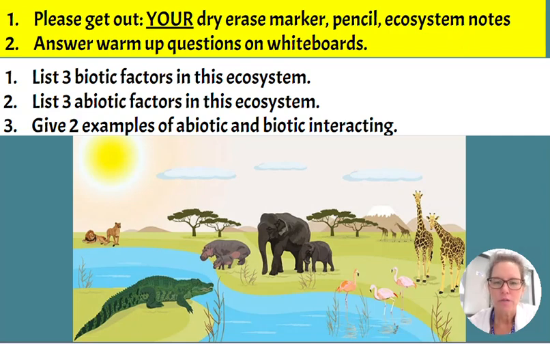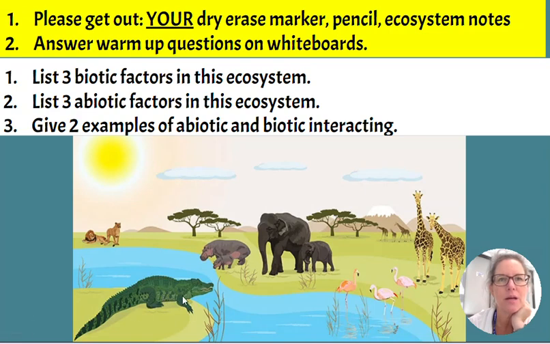So first, I want to try to remember some things from last class. If we're looking at this picture and we want to think about 3 biotic factors, we have to remember that biotic means living or once living. You should think about this first, but I'll tell you some of the examples.